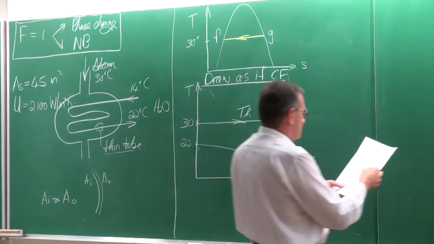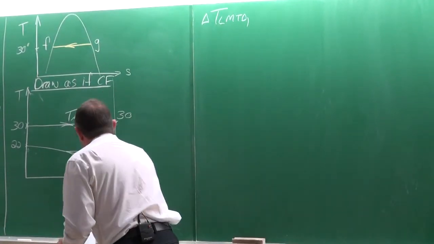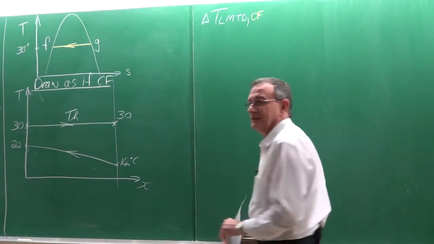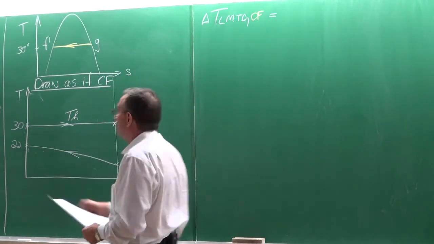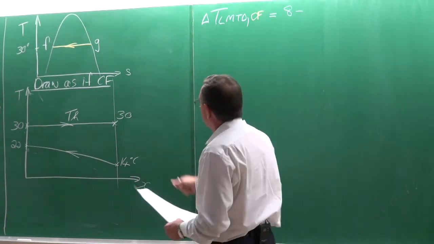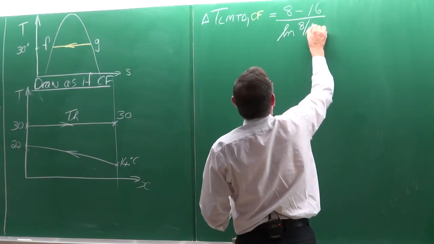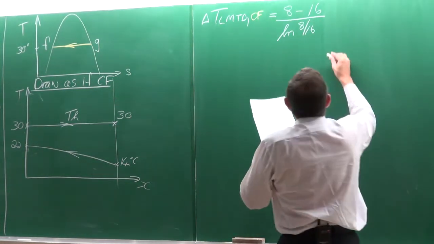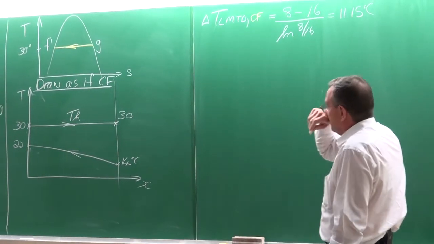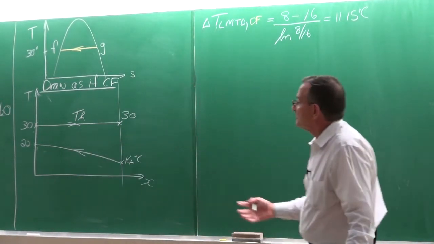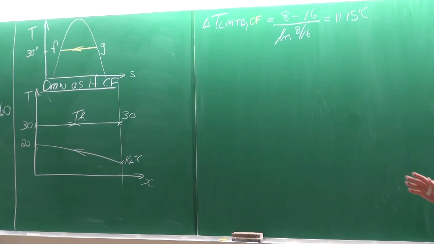Okay. So, therefore, we can now say the LMTD, as if this heat exchanger is a counterflow heat exchanger, is equal to 30 minus 22 is 8, minus 30 minus 14 is 16. The log mean of the two temperature differences is 11.15. If we look at this, it makes sort of sense, doesn't it? It should be between 8 and 16. It's in between, so it looks okay.